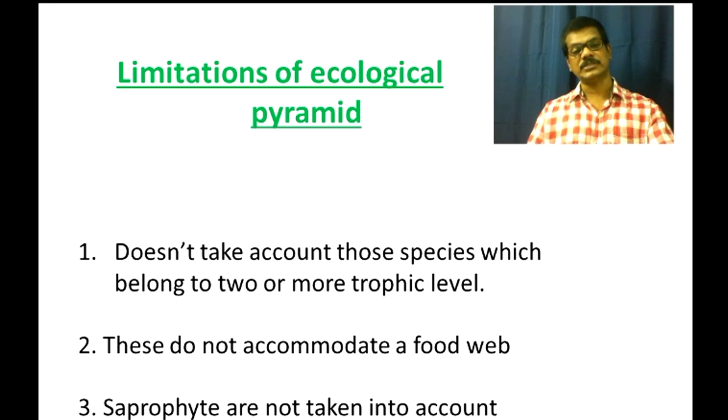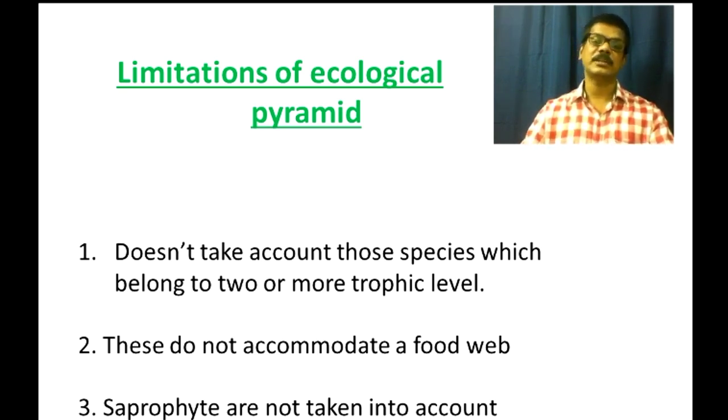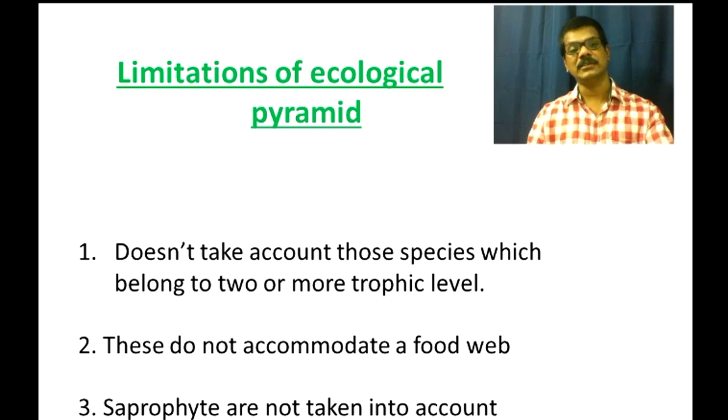So dear students, today we have seen what ecological pyramids are and the different types of pyramids, the conditions where the pyramid of number and the pyramid of biomass become inverted. Further, we have seen some limitations of ecological pyramids.